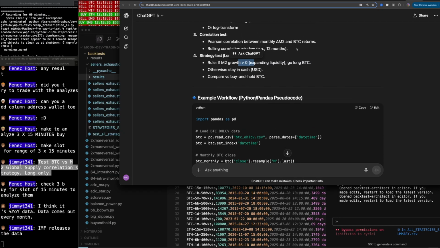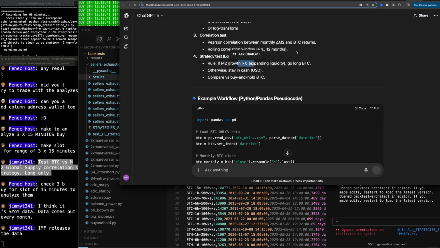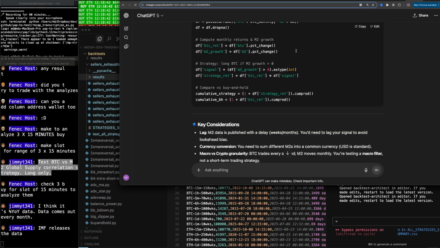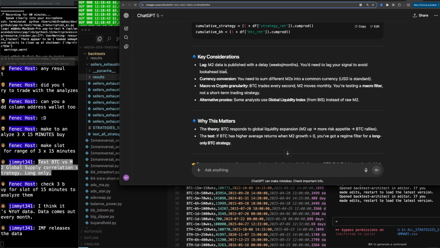This is what Arthur Hayes trades, right? I mean, key considerations: lag. Data is published with a delay, weeks or months. You'd need to lag your signal to avoid look-ahead bias.